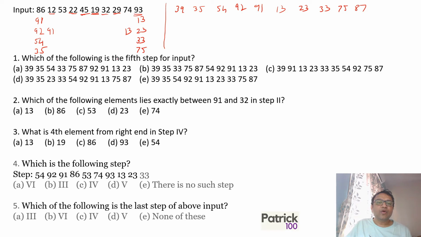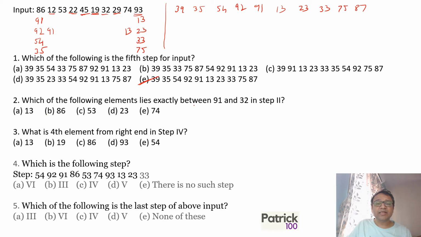Okay, which of the following is the fifth step of the output? So you compare 39, 35, 54, 92. It's there in E option. So E is the answer. So those numbers are arranged in the E option, the way it's arranged in E option.